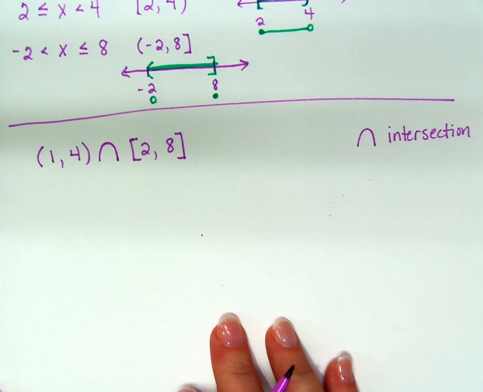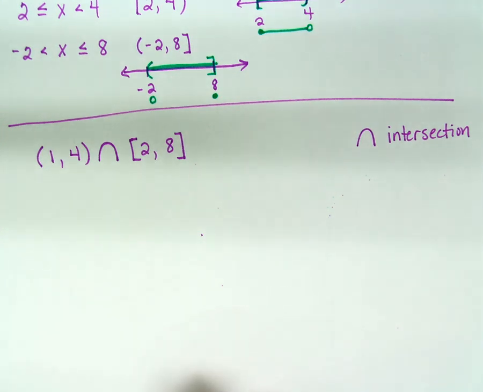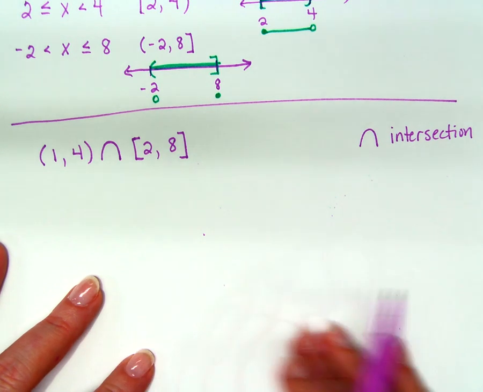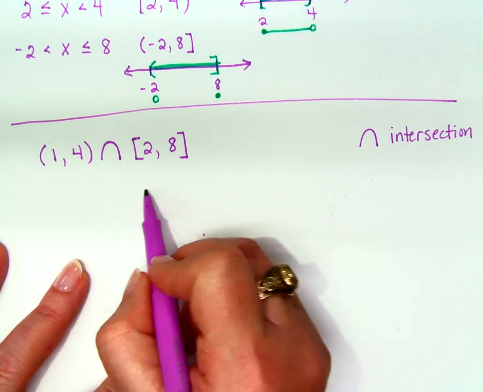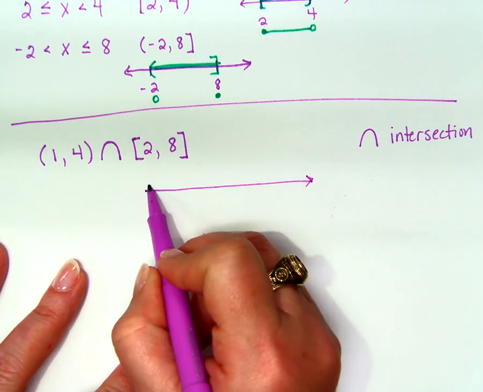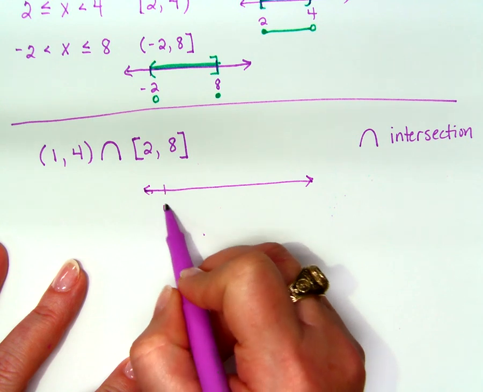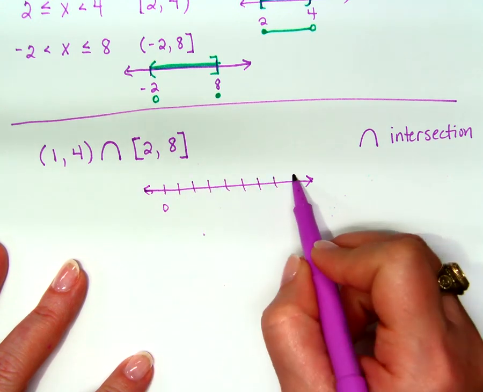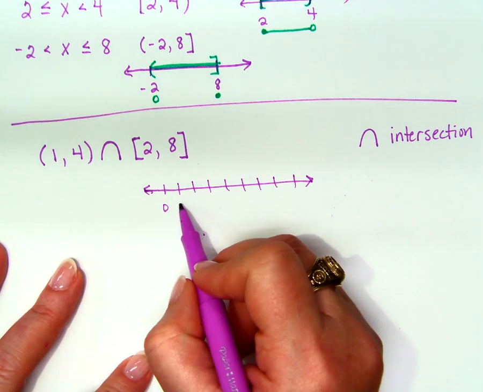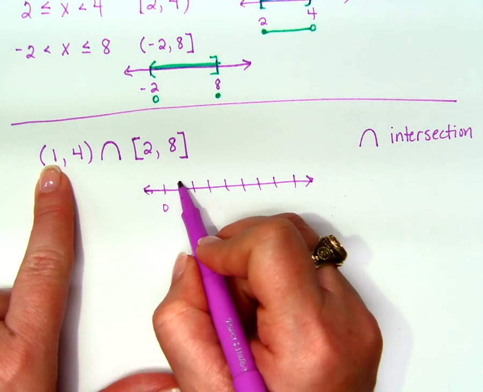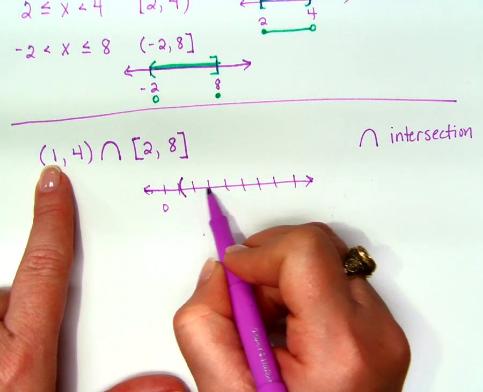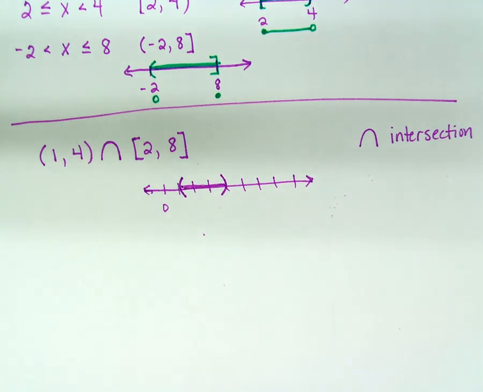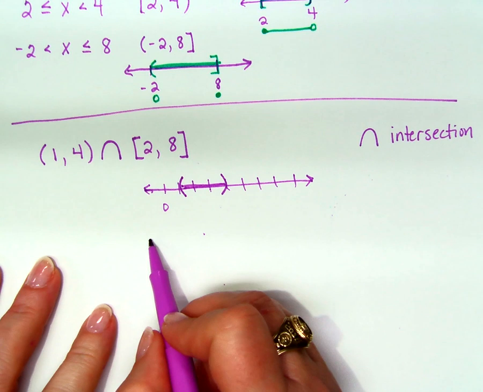Okay? And it's where they both are. So I'm going to show you what I mean by drawing a graph. Is that okay? Okay. So the graph of the first one looks like this. Here's 0. So 1, 2, 3, 4, 5, 6, 7, 8. Okay? So from 1 to 4 would look like this. 1, 2, 3, 4 to 4. Right? Does that make sense?